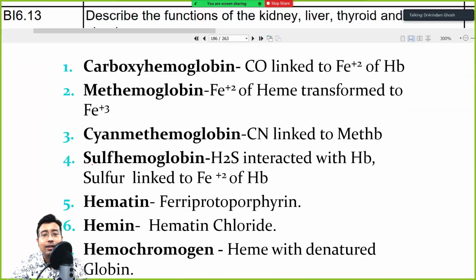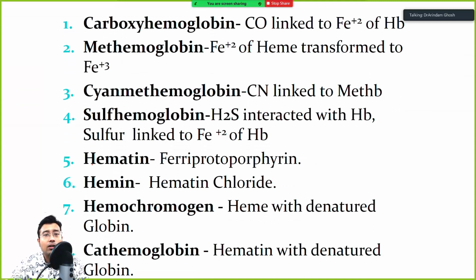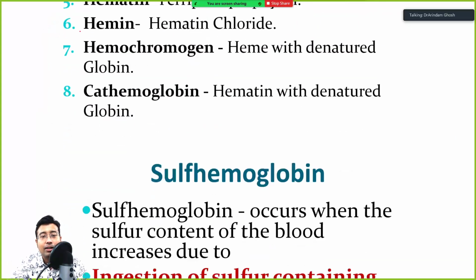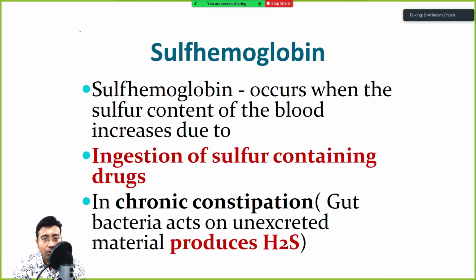So we will directly continue with our abnormal hemoglobin variants. So these are the few abnormal hemoglobin variants that we discussed, right? I also told you most important among them will be three: carboxyhemoglobin, methemoglobin and sulfhemoglobin. Alright, we already discussed carboxyhemoglobin and methemoglobin in much detail in the last video lecture, and today we will continue with sulfhemoglobin. Okay, so what is sulfhemoglobin?